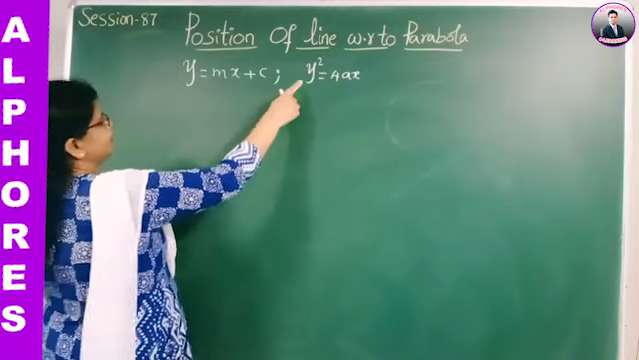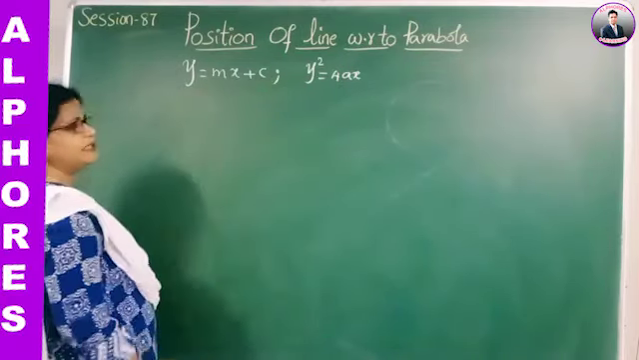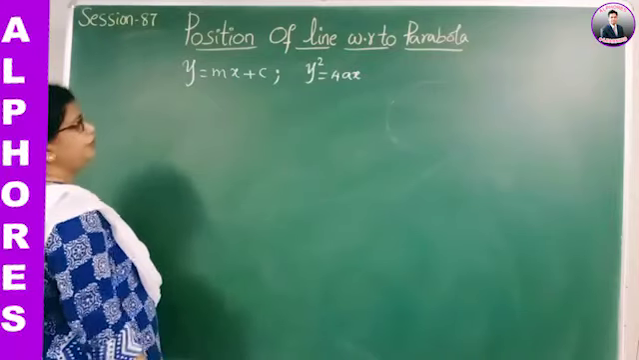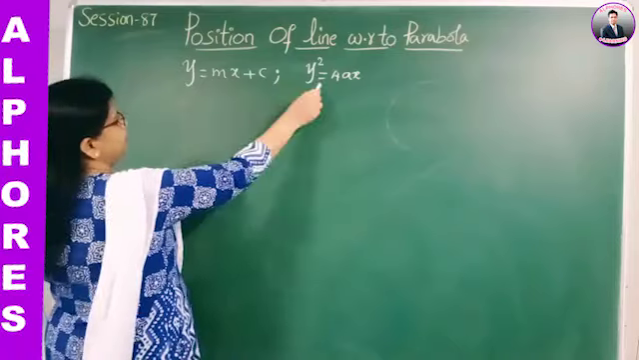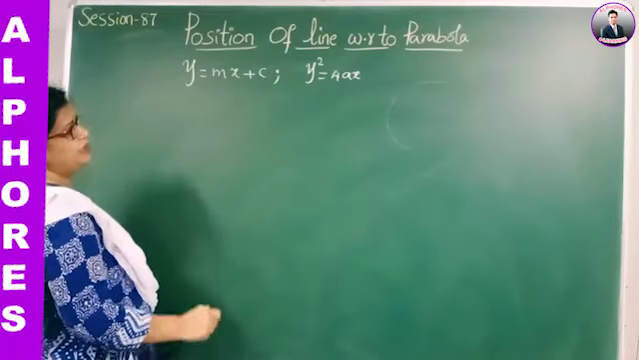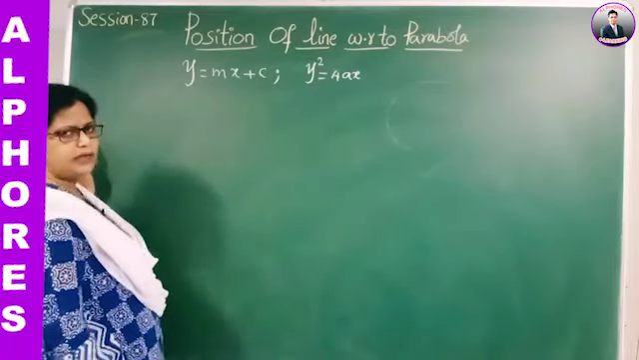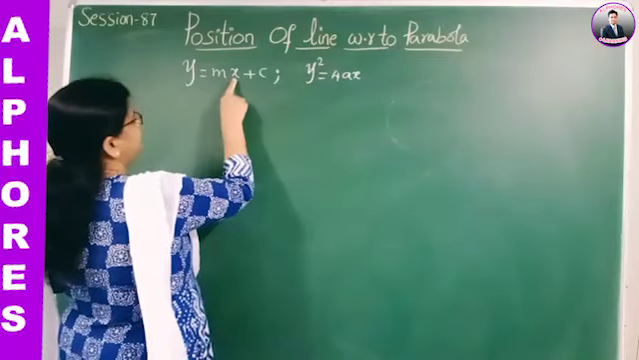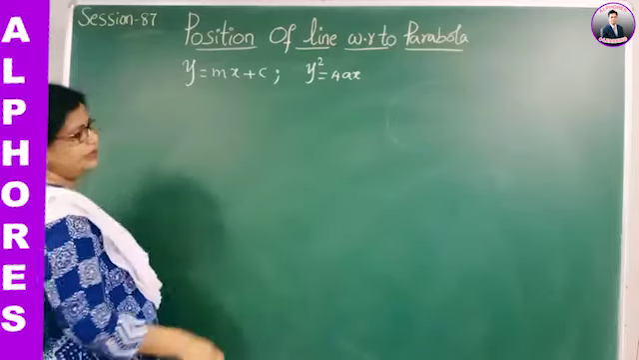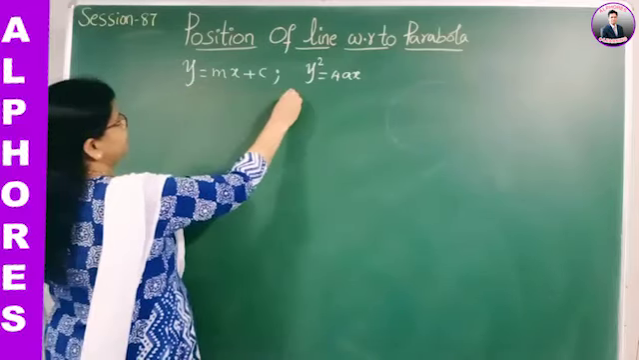Now this is a second degree curve and this is a first degree line. Whenever you want to know about the position of the line, just substitute this value in this one. That means you can get a quadratic in x or a quadratic in y. Already it is a quadratic in y, therefore let us substitute the x value.